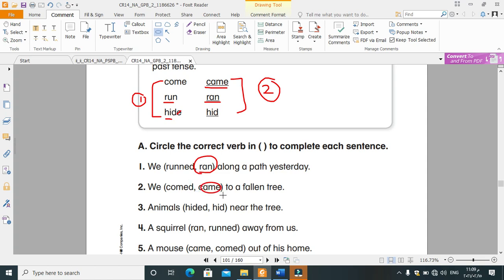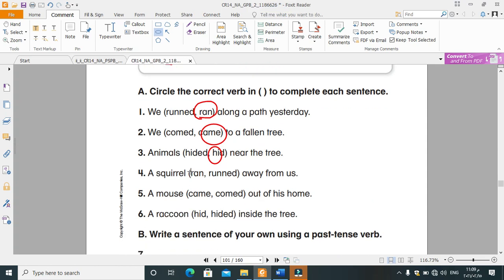Of course, came, no need to add ed here because this verb is what? Irregular. And irregular means different and doesn't follow the rule. The irregular verbs don't follow the rule. What is the rule for the past? To add ed at the end. Animals hid or hided? Yes, animals hid near the tree. Number 4, a squirrel, of course, ran away from us. A mouse came or comed? A mouse came. Number 6, a raccoon hid or hided? It will be hid.